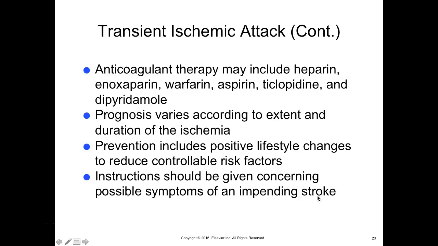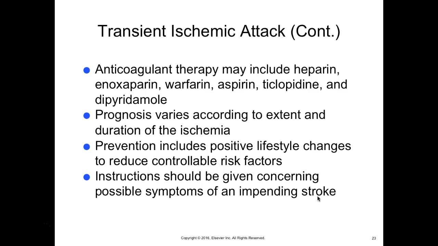So, what are they going to do for a TIA? Anticoagulant therapy may include heparin, enoxaparin, warfarin, aspirin, ticlopidine, and dipyridamole. Prognosis varies according to the extent and duration of the ischemia, and of course where the embolism has occurred.